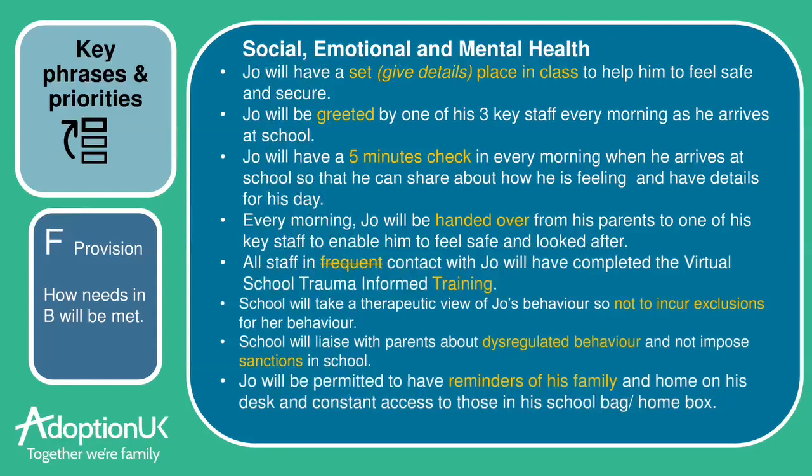Another one, I would say, these examples are crossing everything from a child that's 5 years old to a child that's 15, 16 years old. So you really do need to think which ones might suit your child. Jo will be permitted to have reminders of his family and home on his desk and constant access to those in his school bag or home box.